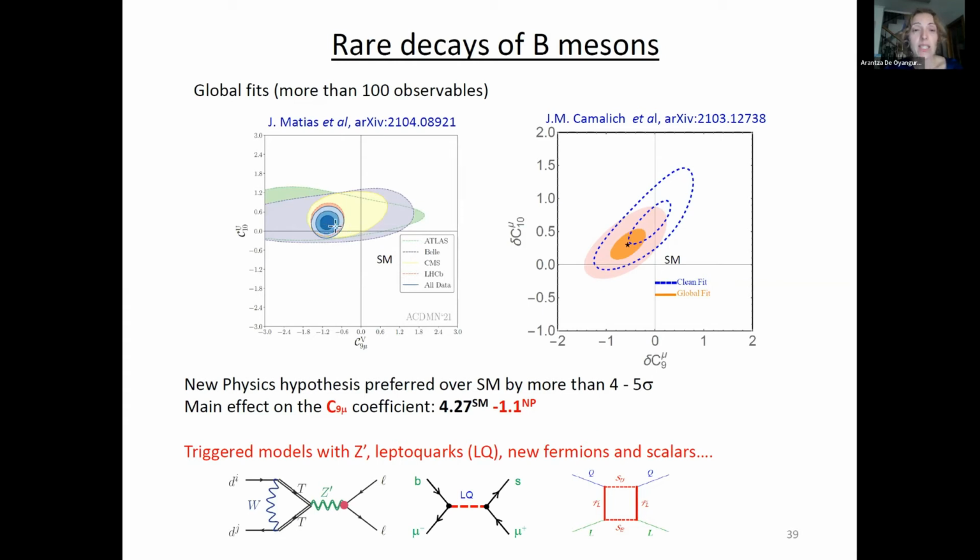Okay, this is just the difference that you expect from the new physics contributions. And this has triggered many models with Z primes, leptoquarks, new fermions and scalars. You can have many of these things that have not been discovered. They have also been searched for in direct experiments, but not seen. But there could be something like that.